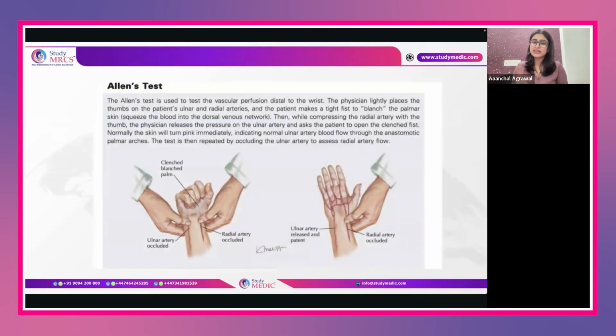Okay, so what is Allen's test? It is done to test the patency of the radial and the ulnar artery. Alternately, we will press one and release one, and we will see if there is any paleness or whitening of the palm. Accordingly, we will see if there is any blockade or any problem with the radial or the ulnar arteries.